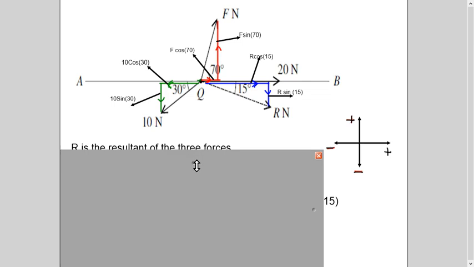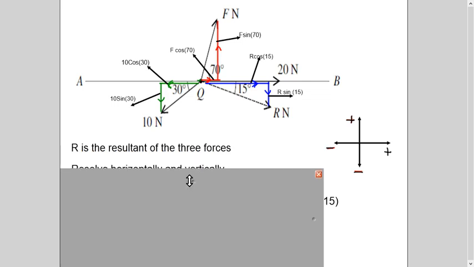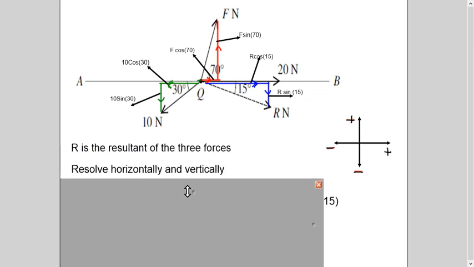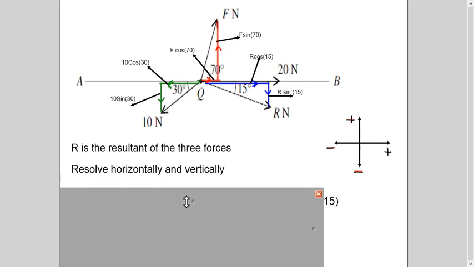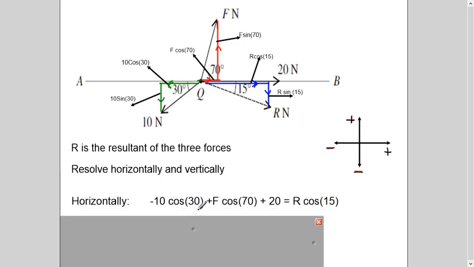Okay, so let's see. R is the resultant force of the three forces, and we have resolved horizontally and vertically. Now we will do addition. Horizontally, because three forces are equal to the resultant force, let me pick up, for example, this green one, which is 10 cos 30. I'm using a minus sign because it is on the left hand side. I'm picking up all horizontal forces right now. This green is pointing left, blue is pointing right, 20 is pointing right, red is pointing right.